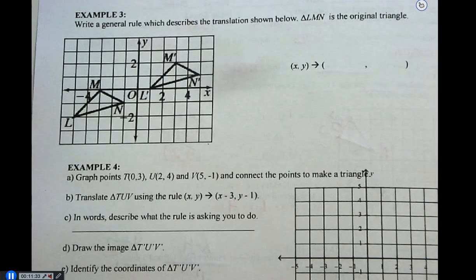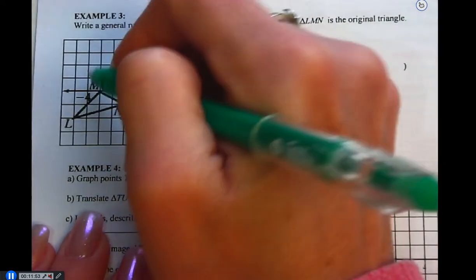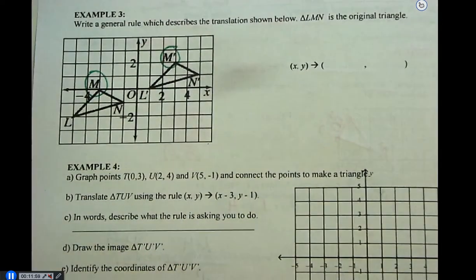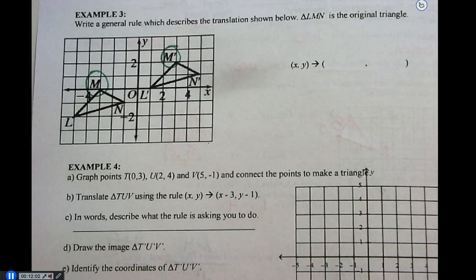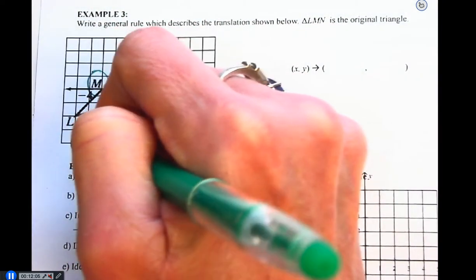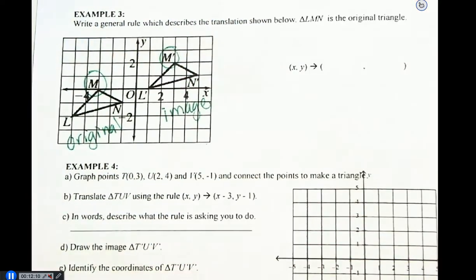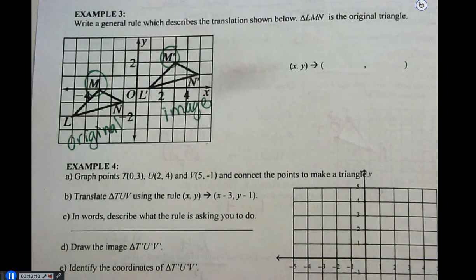So now for this example, you have your original and your image, and you're going to write the rule. To write the rule, you don't necessarily look at it as two shapes. Look at it as two sets of points. You can choose any point on the graph. So I'm going to choose M, and I'm going to choose M prime and see what happened. I need to note that this one here is my original, and this one here is my image, because you don't want to mess up on that. Look at which one's the original and which one's the image.